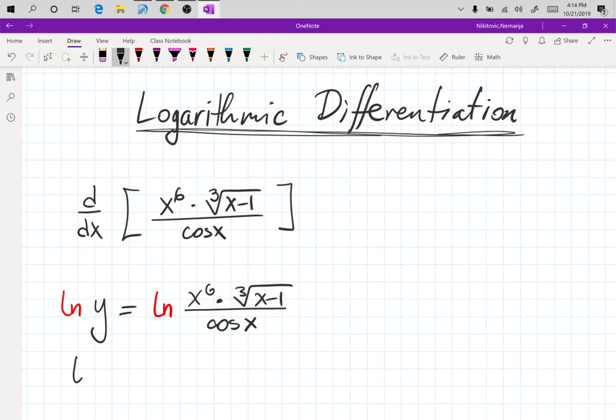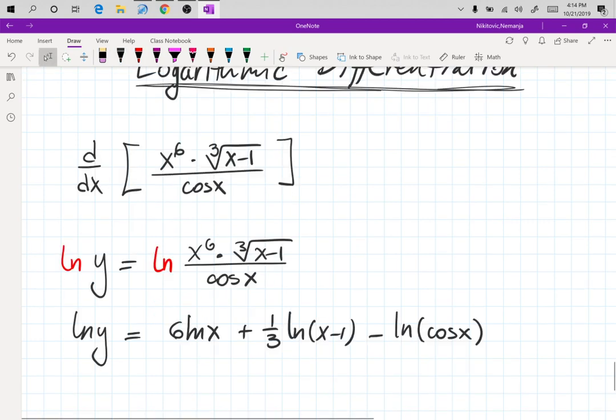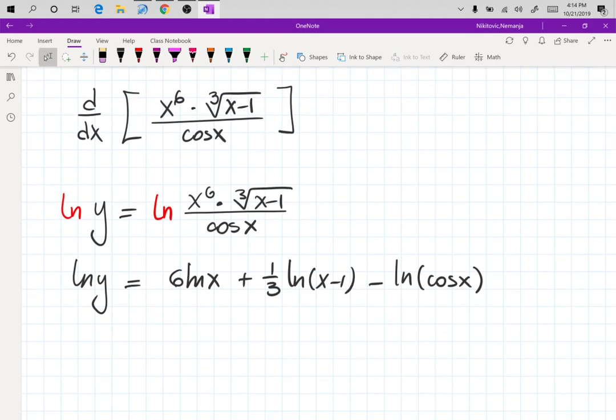So what do we have? We have ln y is equal to 6 ln x plus 1/3 ln of x minus 1 minus ln of cosine x. So I need you now to stare at the formulas on the board, stare at the function, stare at the expansion, make sure that everything is correct and understood. And that's the step that I need you to be able to do mentally if you want to take mental derivatives. That's the only step that you have to be really good with.